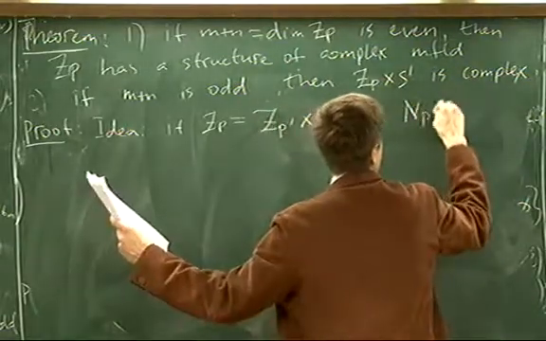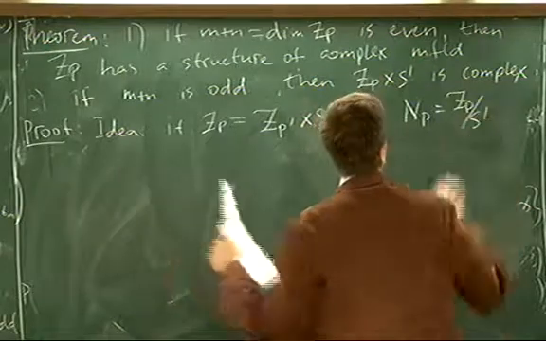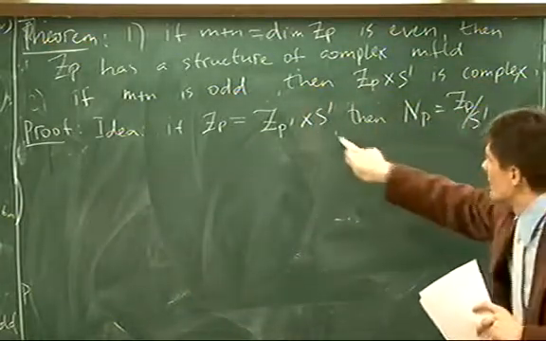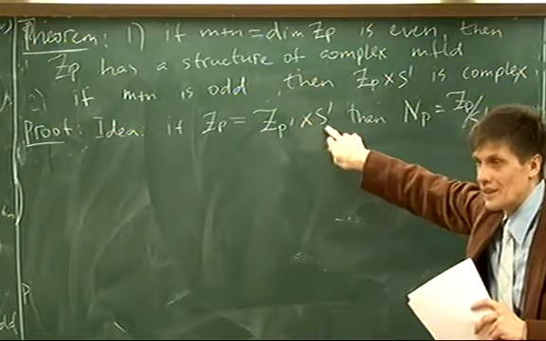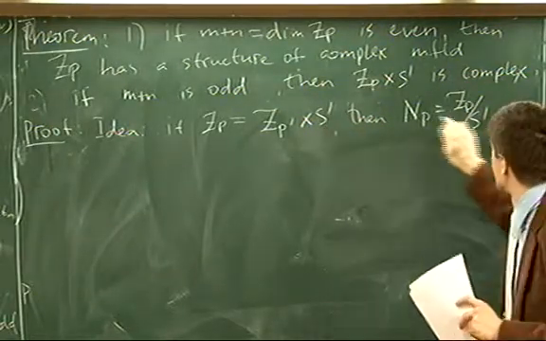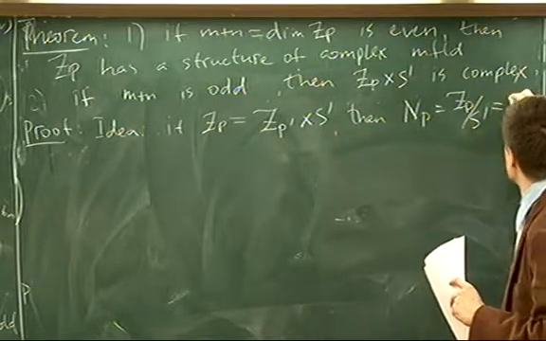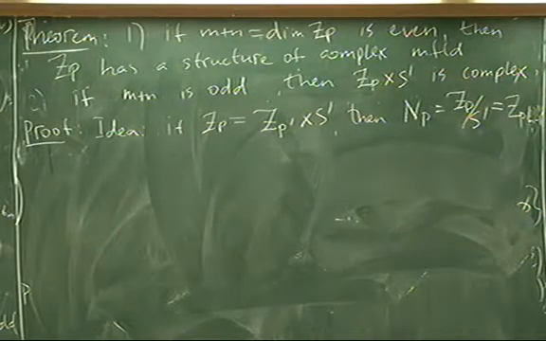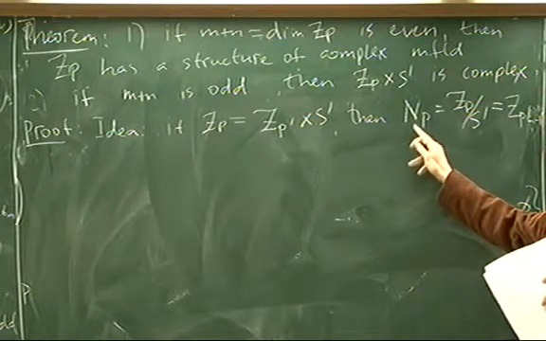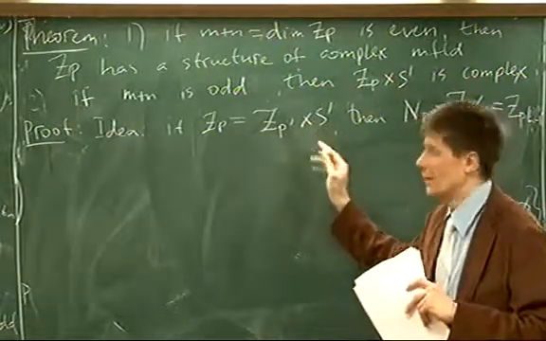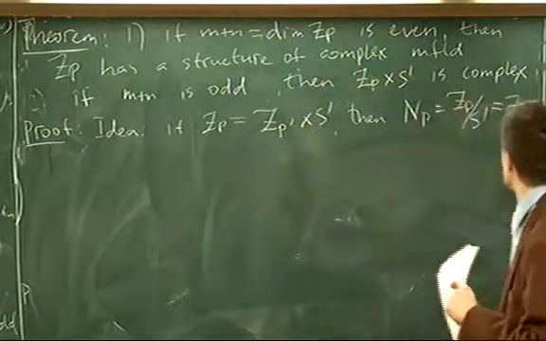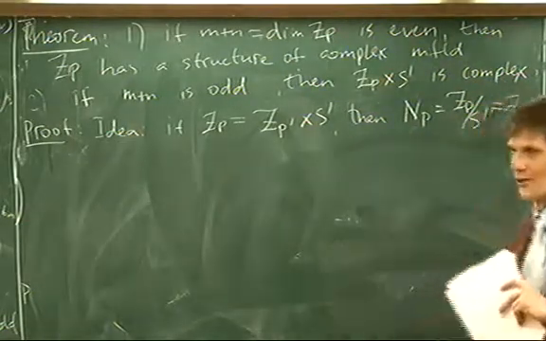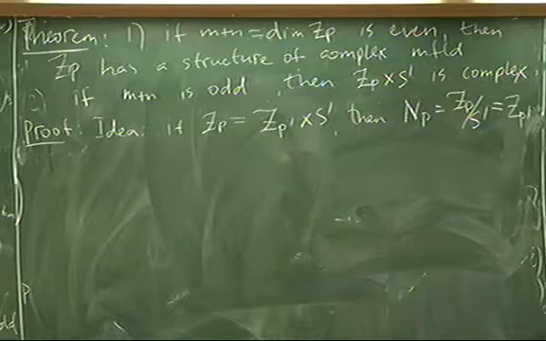Np is a quotient of Zp modulo S1, and that S1 action is free, right? It is already free on that factor. So you can just identify this quotient with Zp prime. So Np, if Zp had a circle factor, gives you a complex structure on Zp prime, on the manifold obtained by cancelling that circle factor. That's the idea. That's basically everything.